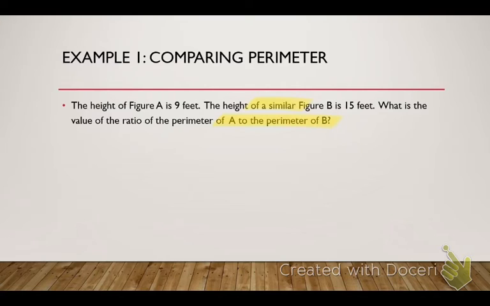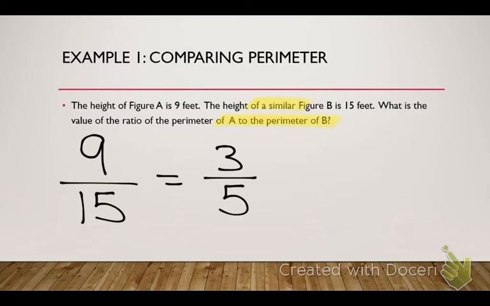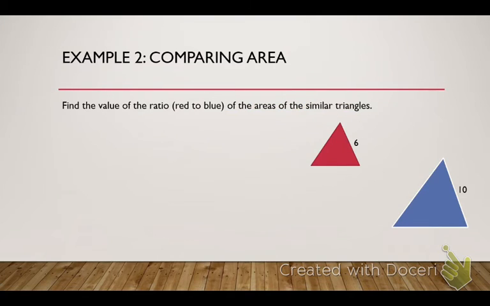What did you get for your proportion? What did you write for your proportion? 9 over 15. So that's my final answer? No, got to reduce it. 3 over 5. 3 over 5. Okay, so that's perimeter. What if it wants me now to compare area?